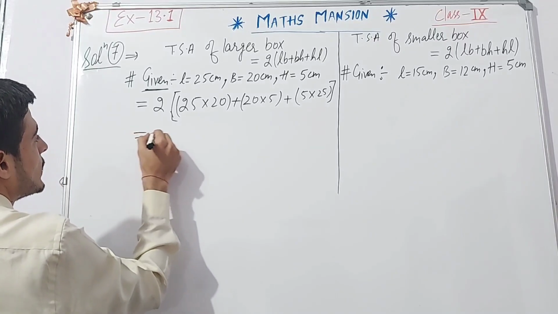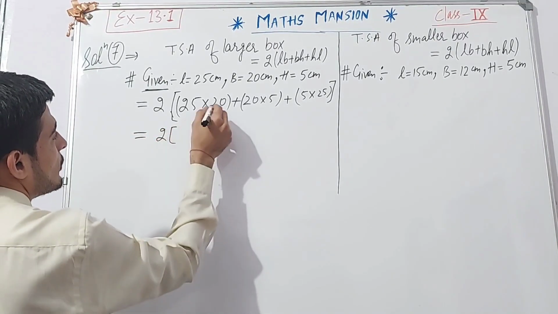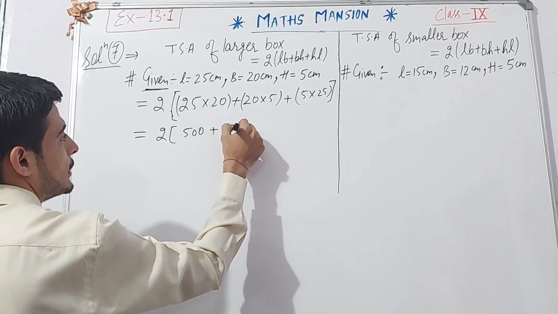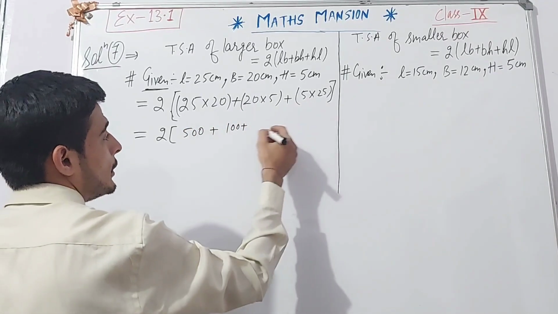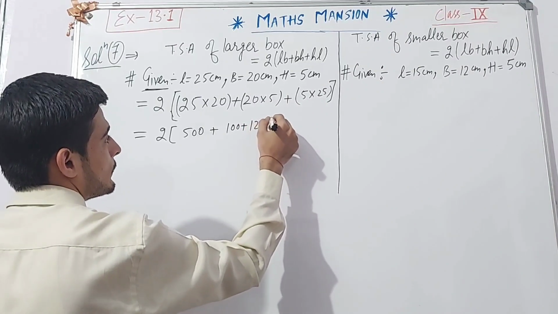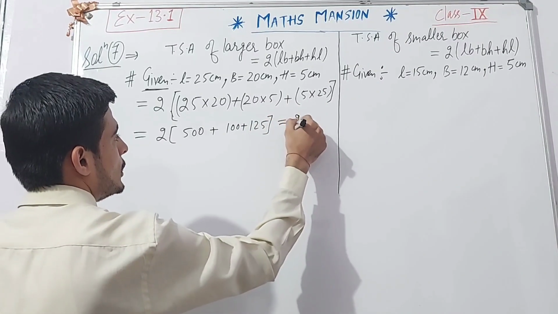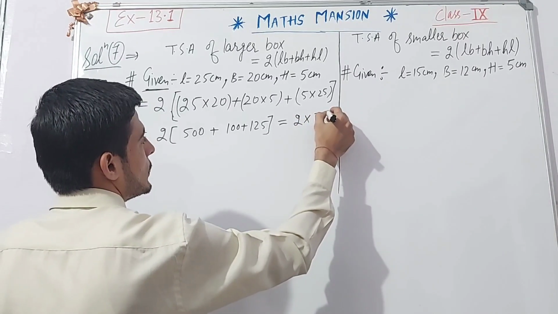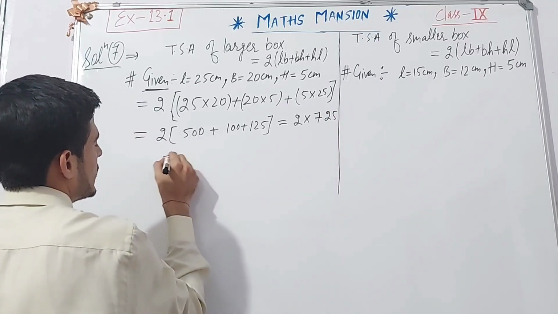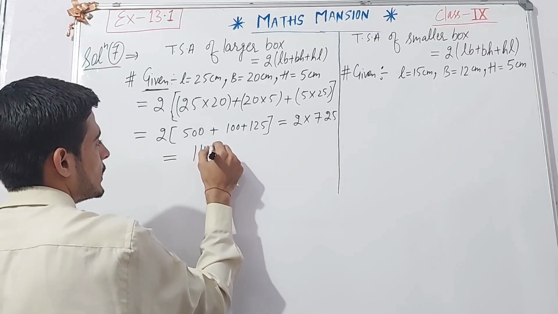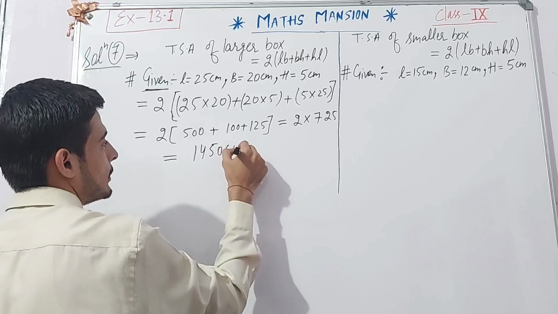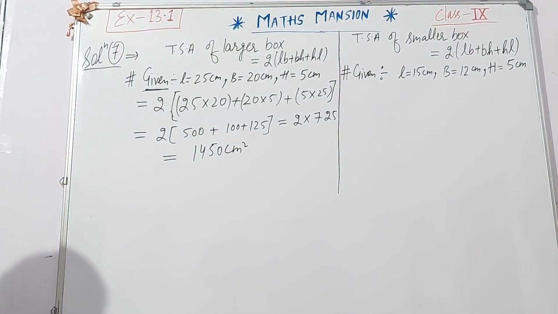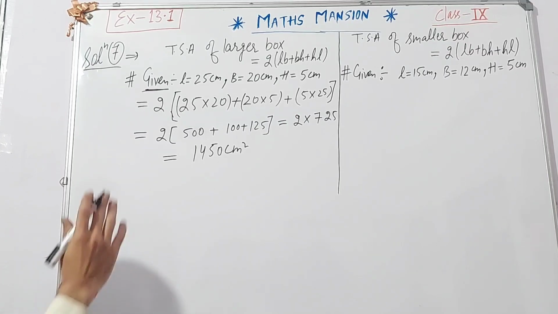Solving this, 25 into 20 we have 500, 20 into 5 is 100, 5 into 25 is 125, so 2 into 725, we will get the total surface area as 1450 centimeter square. 1450 centimeter square is the total surface area of the larger box.